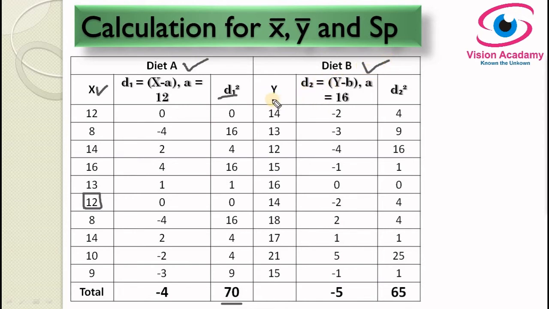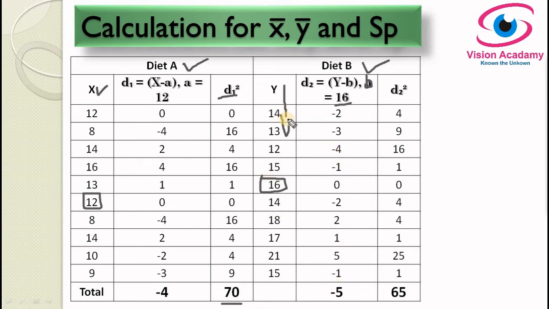Diet B food I have denoted as y, and I have the sample values of y here. We have 10 samples for diet B food also. To take deviation d2, I am considering population 2. So d2 is equal to y minus b, where y is a sample value of population 2 and b is the assumed mean of population 2. Here I have taken b as 16, which is reasonably okay.